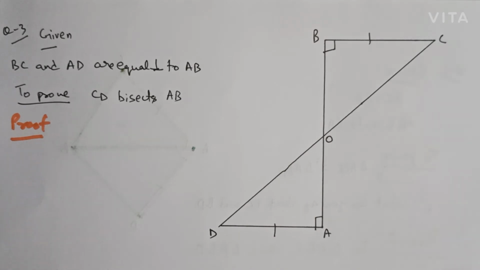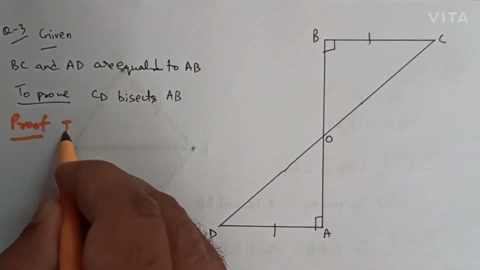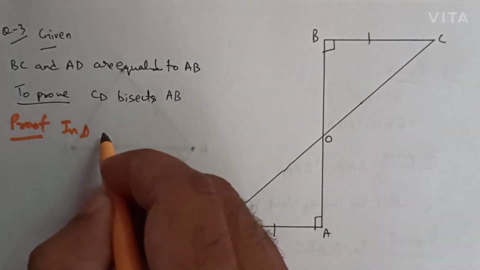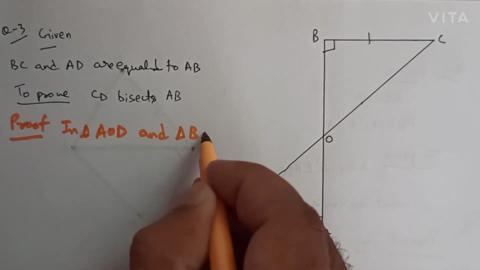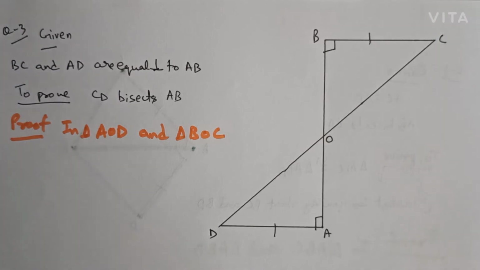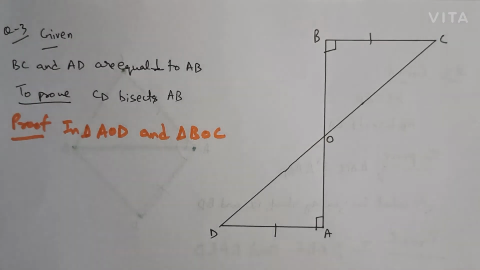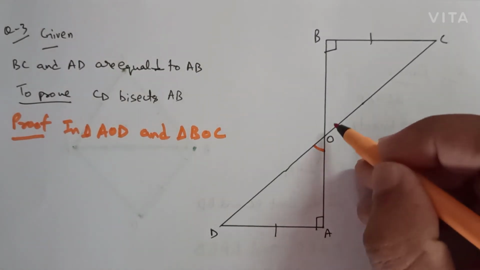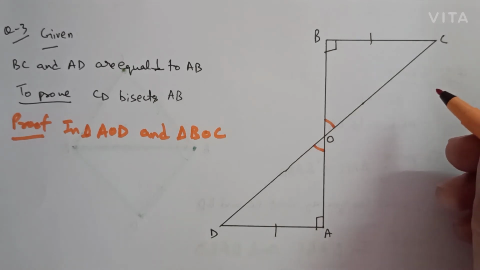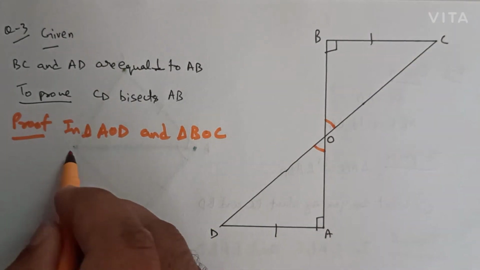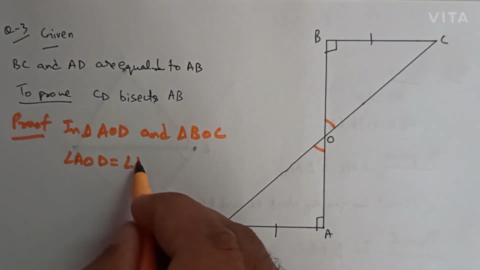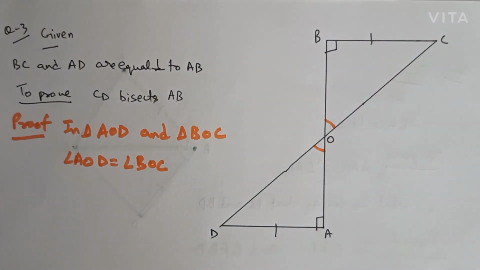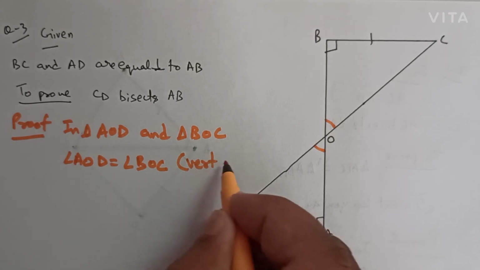Okay, so we will take the two triangles first. In triangle AOD and triangle BOC, what is given to us? What are the information given? First of all, we can see here that this angle and this angle will be equal because they are vertically opposite angles. So we can write angle AOD is equal to angle BOC. AOD is equal to BOC because they are vertically opposite angles.